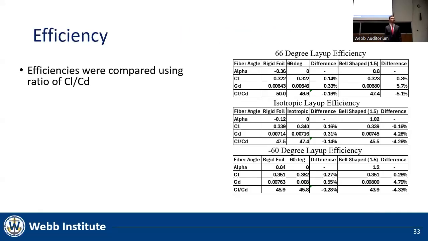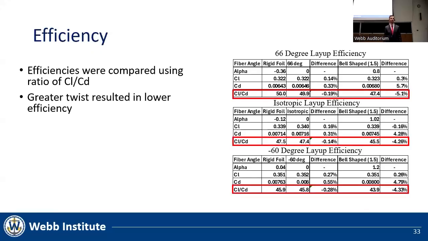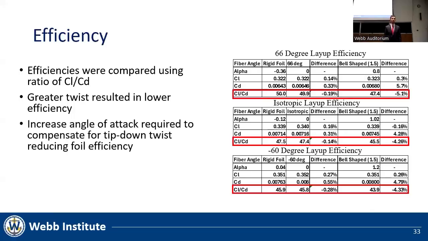The efficiencies of the foils were also compared using coefficient of lift to coefficient of drag ratio. We found that a greater twist resulted in lower efficiency, and increasing the angle of attack required to compensate for the tip end down twist, to produce the same overall amount of lift, reduced the foil efficiency.